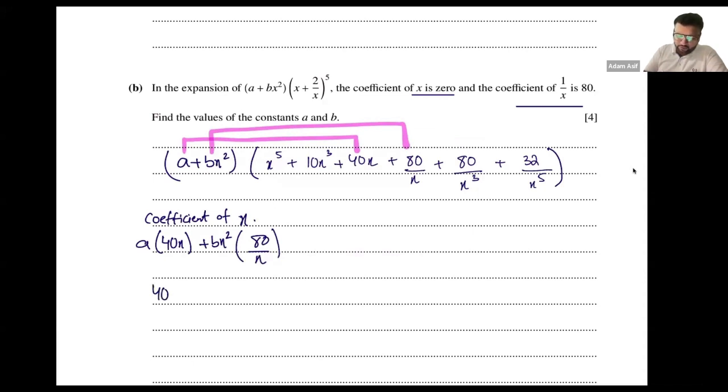So we are going to get (40a plus 80b) times x. And what is this coefficient equal to? Coefficient of x is equal to 0. So therefore 40a plus 80b is equal to 0. That is going to give you the first equation.